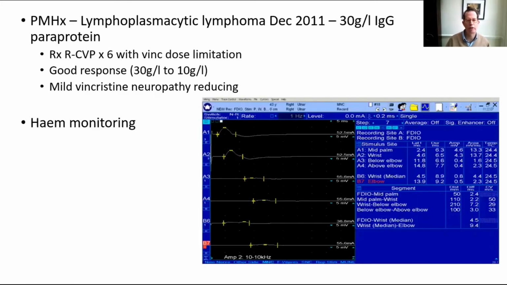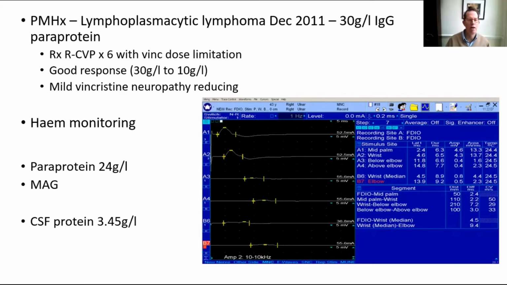He was undergoing monitoring, but when he came with his neuropathy, he was found to have conduction slowing and conduction block as here, and a paraprotein that had gone up. The MAG was, of course, negative, and the CSF protein was raised. And this still was questioned as to whether it was CIDP. But there are 12 white cells in the CSF.